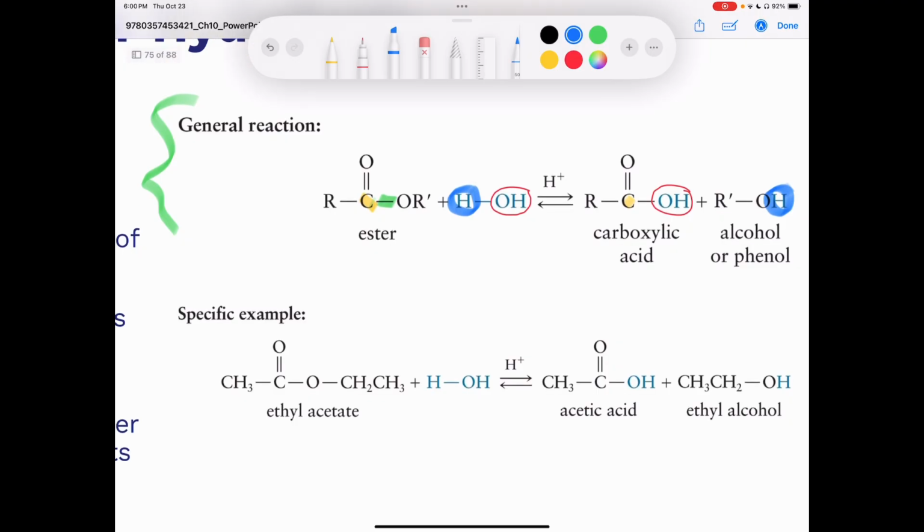So here's a specific example where we take ethyl acetate and we treat it with water in the presence of acid. Remember, this is just water, and this is acid. And so we end up breaking the ester linkage right here. On the carbonyl, we add our hydroxyl to get our carboxylic acid, which is acetic acid. And on this portion, we add a proton to give us ethyl alcohol.